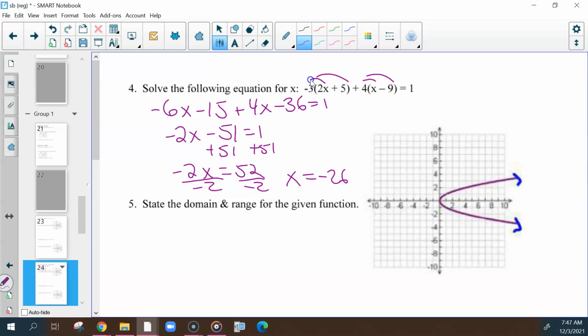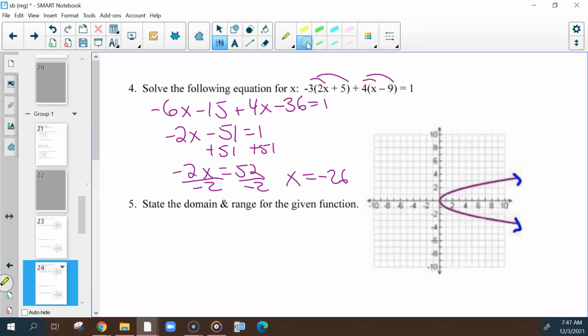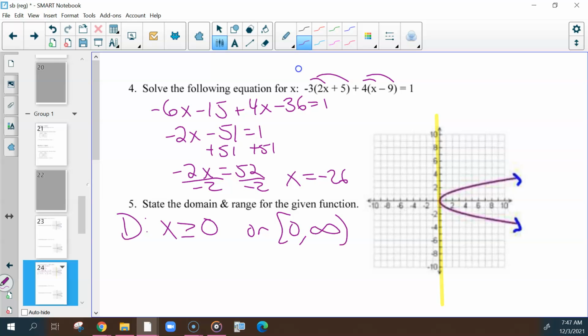The very last one asks you to state the domain and range. So domain is your furthest point to the left and the furthest point to the right. So here on the left, it starts at 0, and then it keeps going to the right. So you can write this one of 2 ways. x is greater than or equal to 0, or from 0 to infinity.